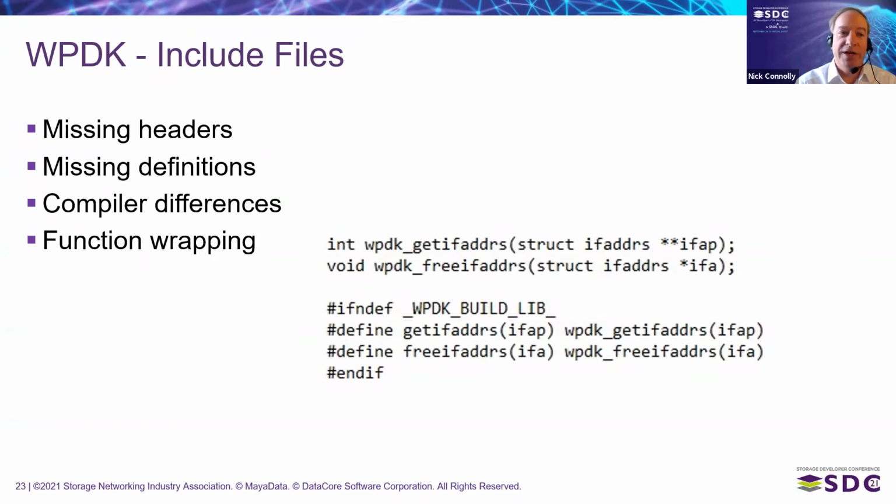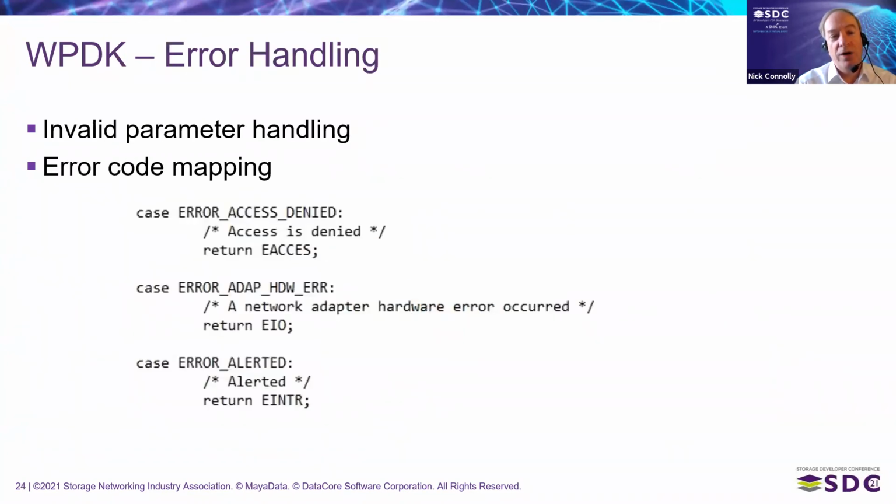Everything exported by the WPDK library has a wpdk_ prefix to avoid namespace clashes. You can see in this example that getifaddrs is redefined to wpdk_getifaddrs. Ideally, we'd do the mapping using static inline functions, but that can result in link issues if the symbol has been defined with DLL import. One of the areas where Windows differs from POSIX is error handling. Many of the functions that are similar will call an invalid parameter handler instead of returning EINVAL. This needs to be explicitly overridden to ensure correct operation. Error codes also need to be mapped from Windows values onto the closest POSIX equivalent.